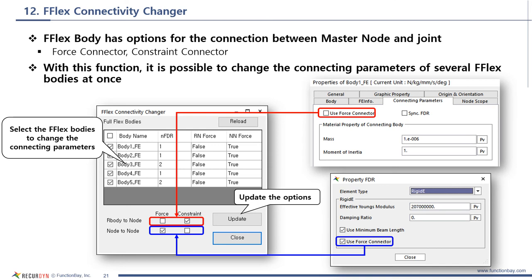On the other hand, the connection of node to node, the FDR relationship, means the connection between master node and slave node. So, if the number of slave nodes increases, the constraint method is not recommended for the same reason.